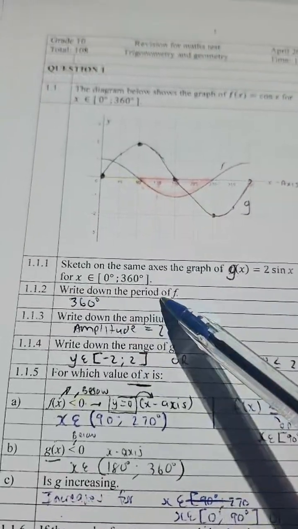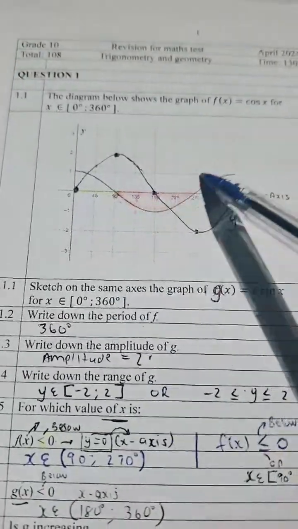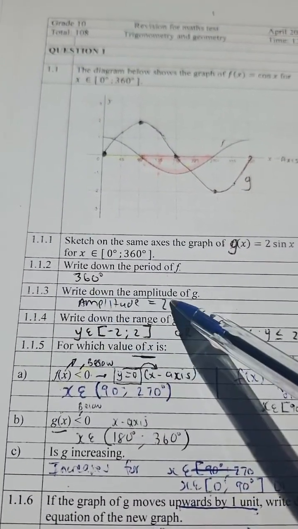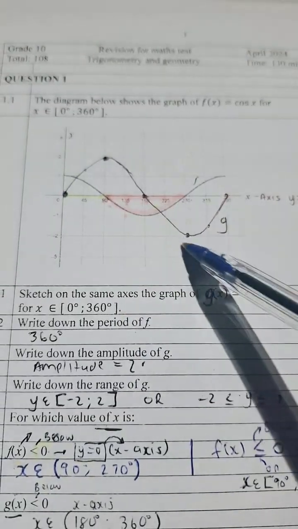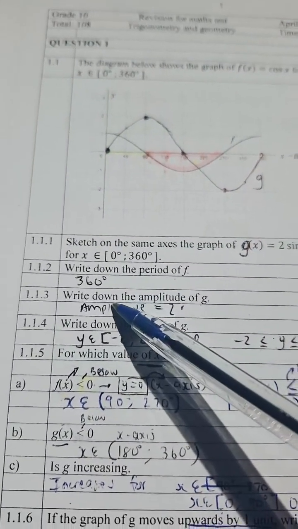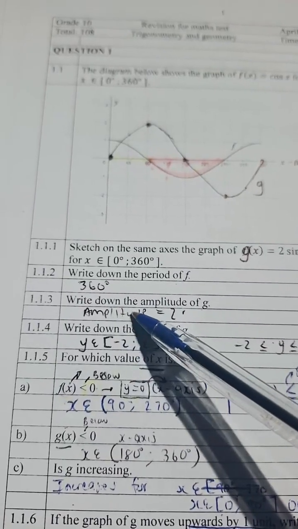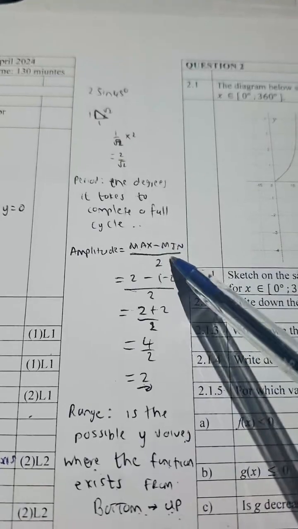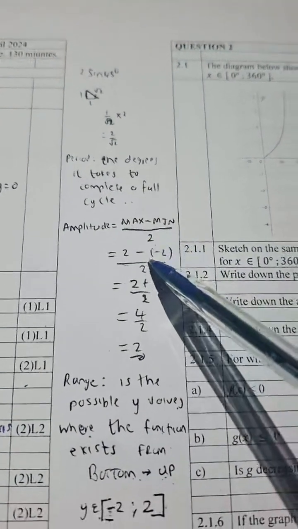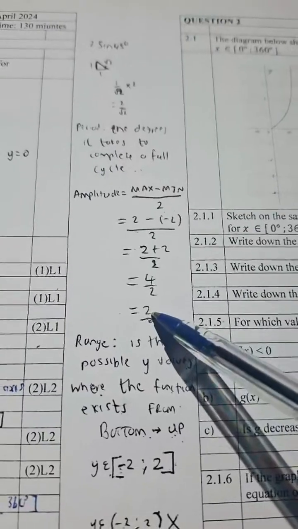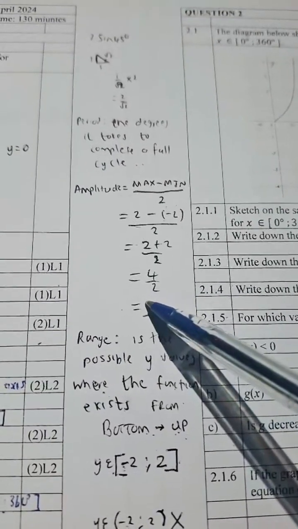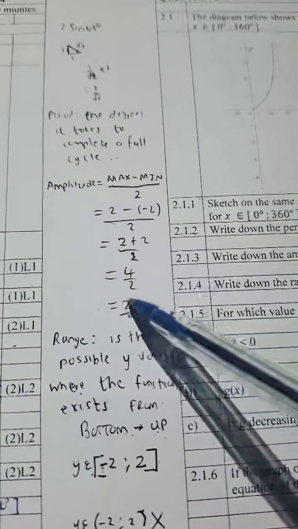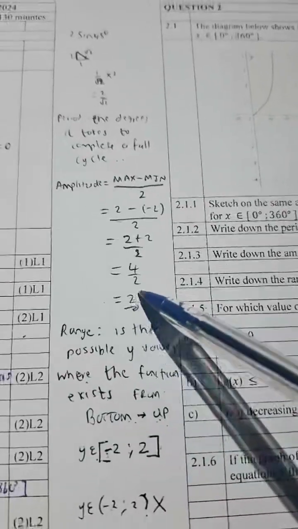We were asked to find the period of f, which is the cos graph, and we established that the period is 360 degrees. We were asked to write down the amplitude of g. We established yesterday that to calculate amplitude we use a formula: amplitude is equal to the maximum minus the minimum, divided by 2. It is actually 2, positive 2, because amplitude is always a positive value.